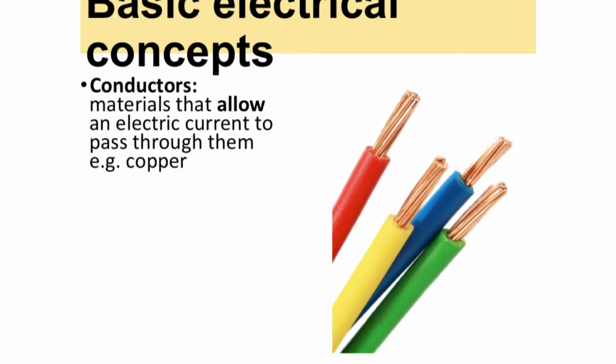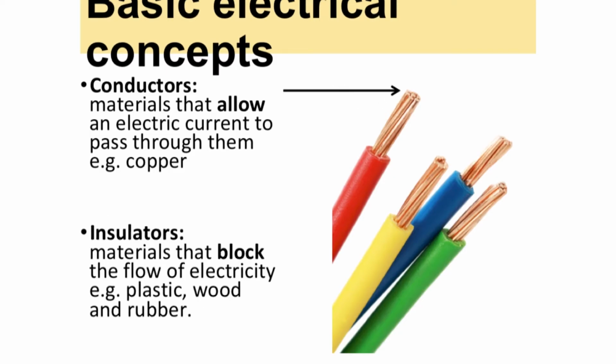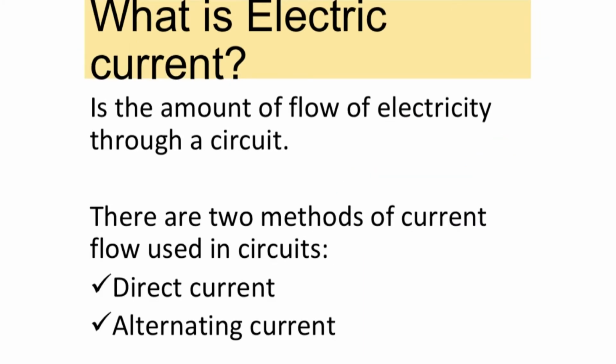Secondly, we're going to look at an insulator. An insulator is a material that blocks the flow of electricity. For instance, plastic. We know that plastic doesn't allow electricity to pass through. We also have wood, which doesn't allow electricity to pass through either. And as we can see from our picture again, the wire is insulated. The insulation of the wire is for our own good, so that we are not going to get an electric shock.